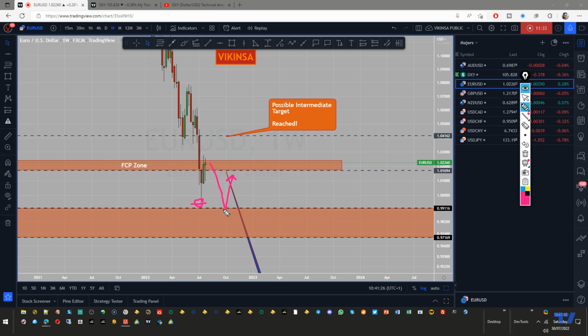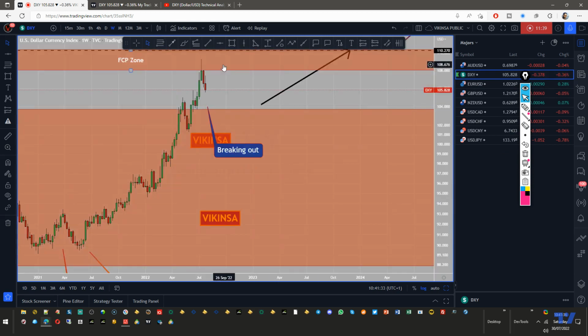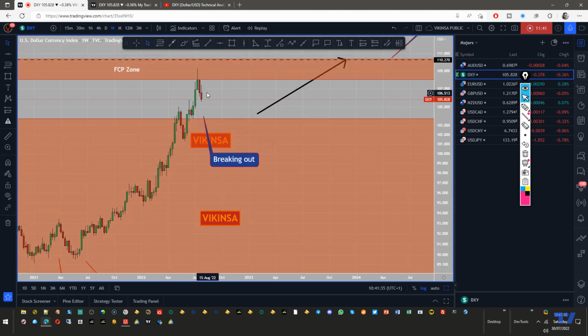So if euro is going to fall down, that means DXY is supposed to go up, which we can already see, that market could actually respect that trend line that we were talking about, right? So this is what we have on DXY.